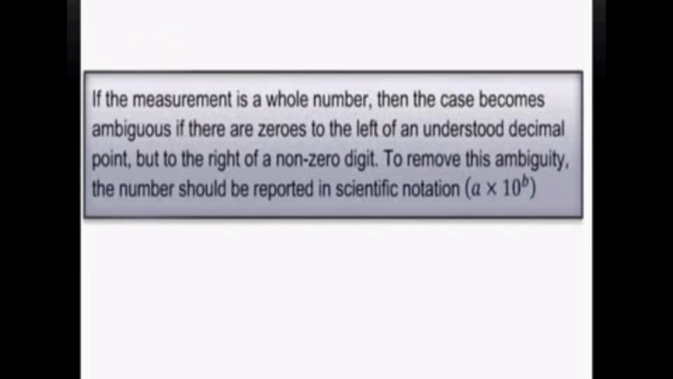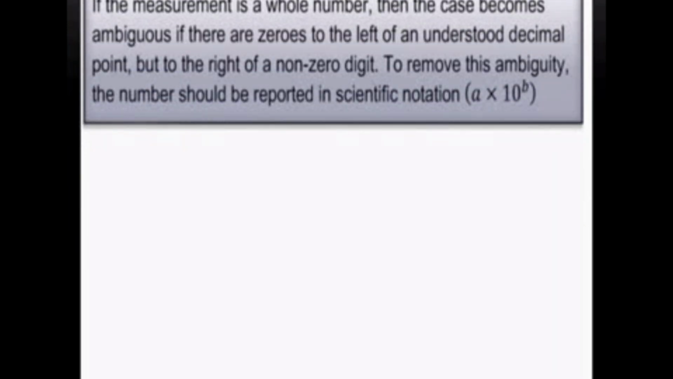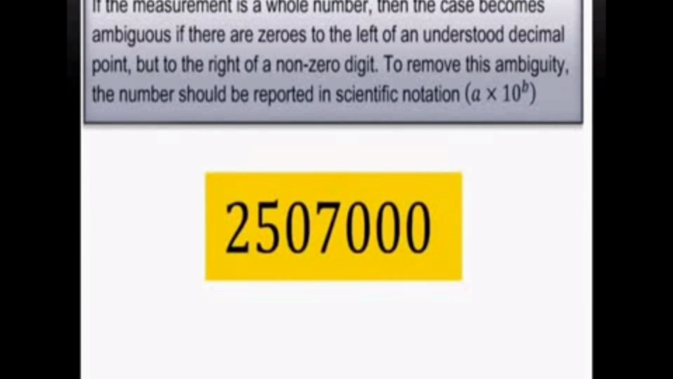So scientific notation must be used. See here, you can take a very big number, 2507220. It's a very big number. So instead of writing like this, you can write 2.507 into 10 to the power of 3. So you can raise the power values and simplify this value.